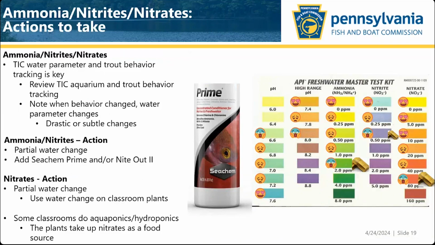So what happens when you start having some problems and you need to take action? Pay attention to all those keys when you're watching your fish, keep those good notes, and get a hold of the TIC coordinator if there are any other major problems. As you start seeing high ammonia, high nitrites, high nitrates, you can see my gold bars over there. You want to make sure that partial water changes are pretty much the first thing you do, and that'll simplify any kind of problems.